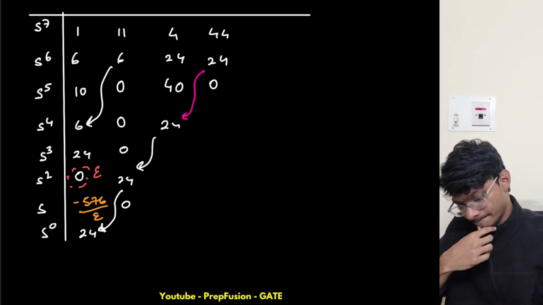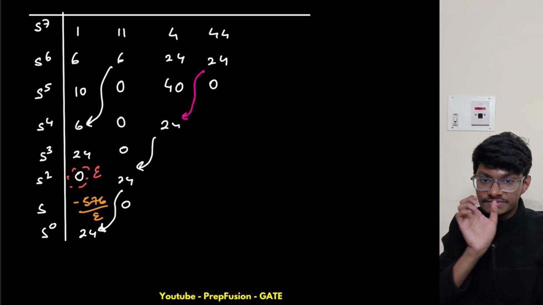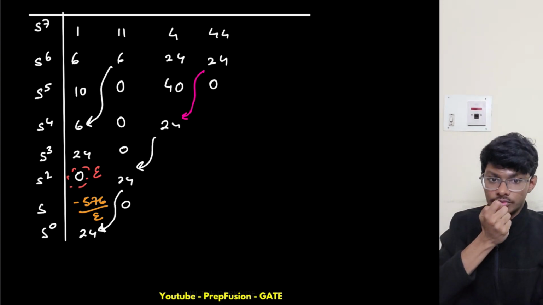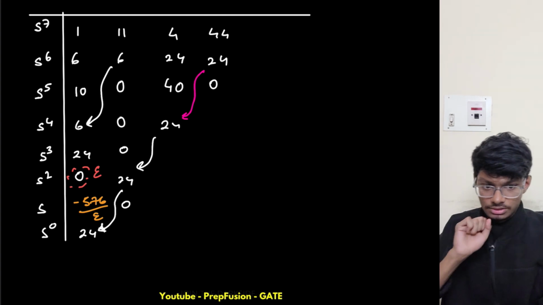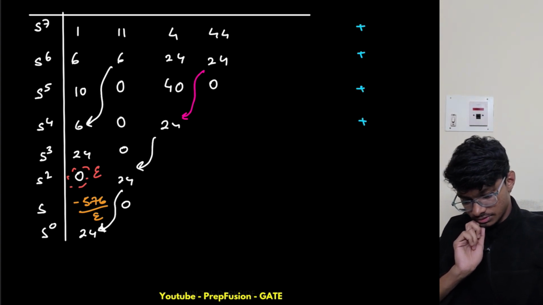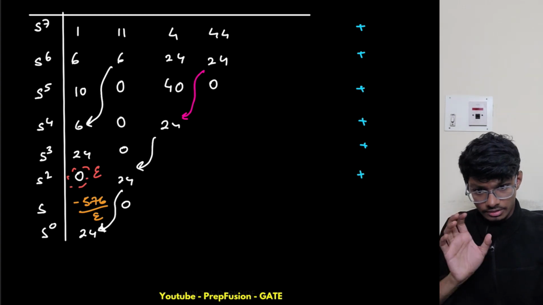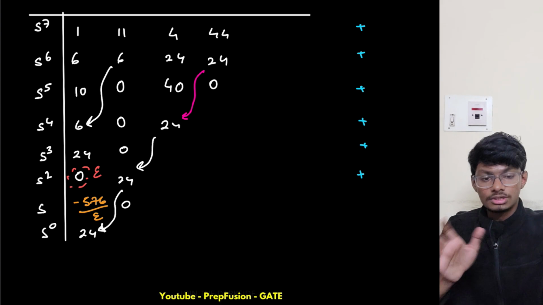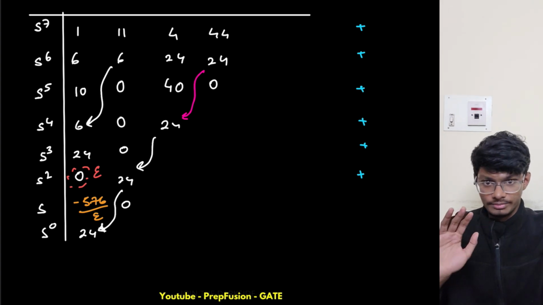So I will assume epsilon to be a small positive number. You have to assume that basically. Epsilon is a small positive number. This is plus, this is plus, this is plus, this is plus, this is plus, this is also plus. I will assume epsilon to be a small positive number. That's how you basically calculate it.